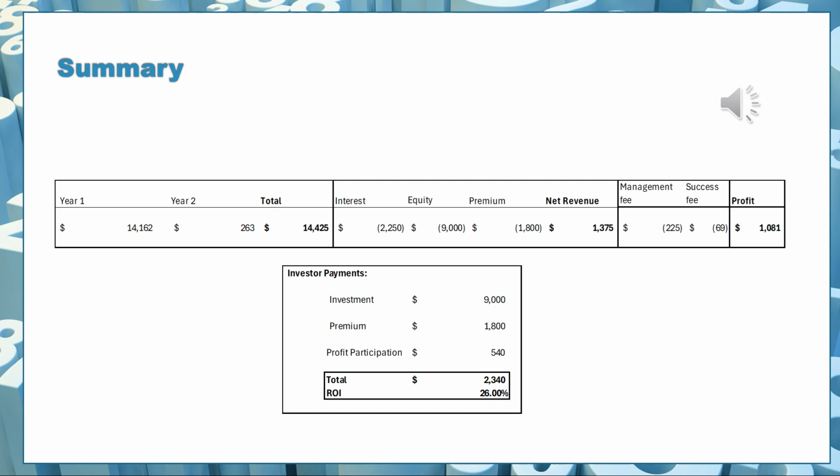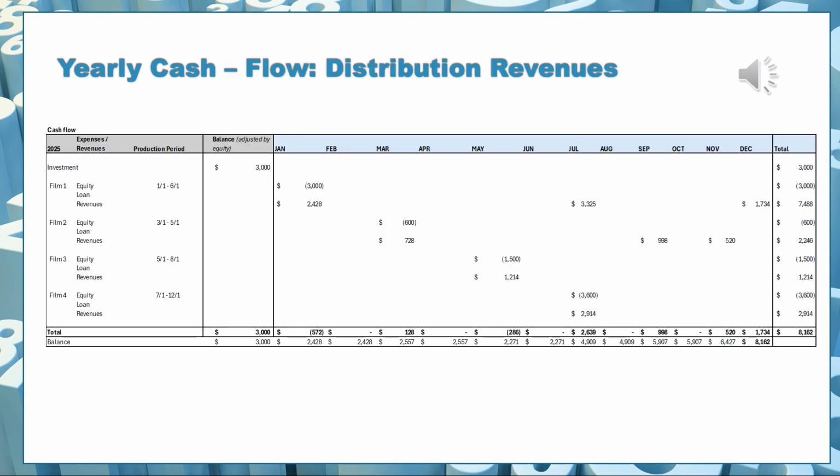They also get a premium of 1.8 million, so that leaves them with an ROI of 26% on this slate in 2 years. So what I've done here, I've changed our investment. I basically said, okay, what would happen if I don't have $9 million in equity, but I only have $3 million in equity? Would I be able to stay cash flow positive throughout the year? And would I have enough money to make all these movies happen?